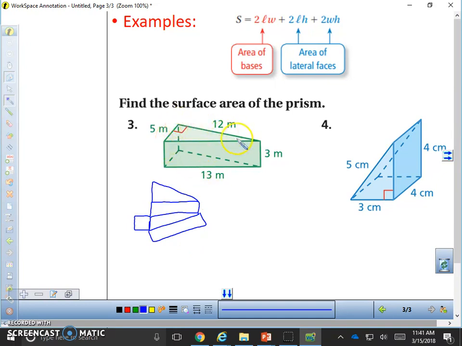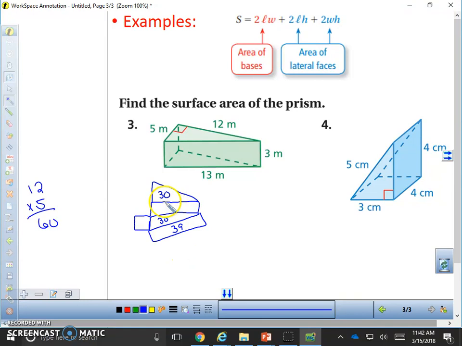Base times height divided by 2. So 5 times 12. 60 divided by 2, because it's a triangle, so 30. 30. Now let's go ahead and do this front-facing rectangle that I drew right here, and that's 13 times 3, and that is 39.